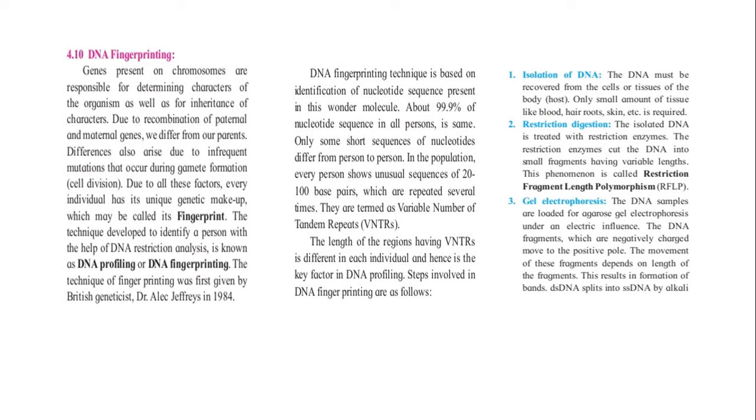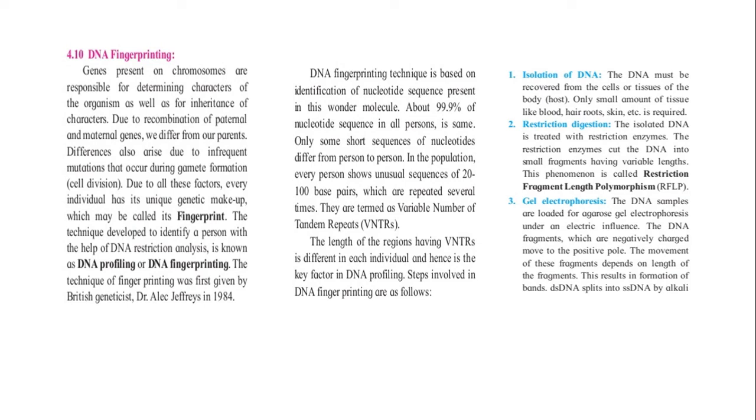Number one, isolation of DNA. The DNA must be recovered from the cells or tissue of the body. Only a small amount of tissue like blood, hair roots, skin, etc. is required. Number two, restriction digestion. The isolated DNA is treated with restriction enzymes. The restriction enzymes cut the DNA into small fragments having variable length. This phenomenon is called restriction fragment length polymorphism.